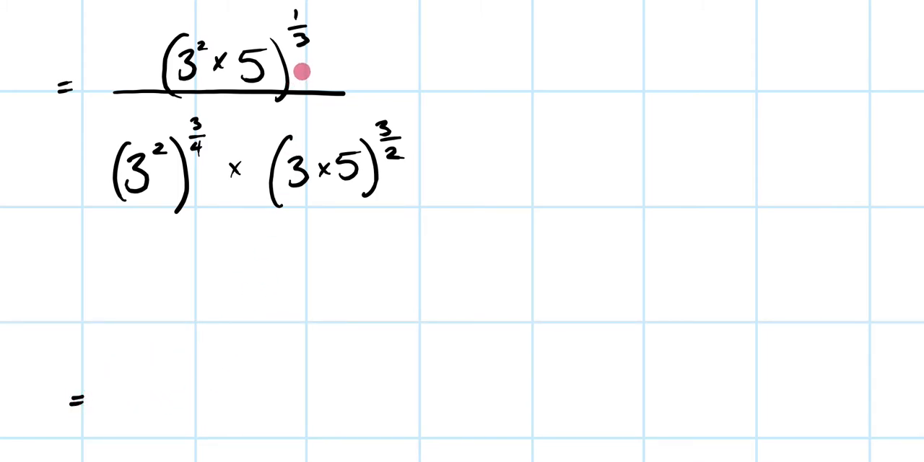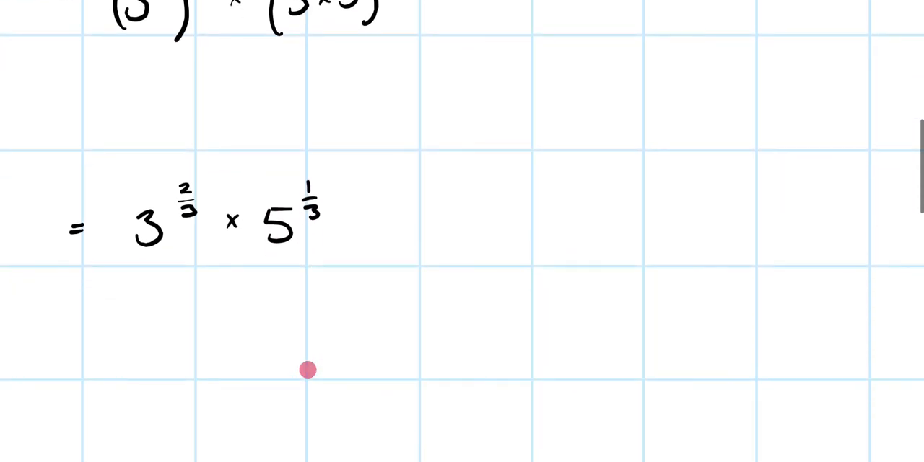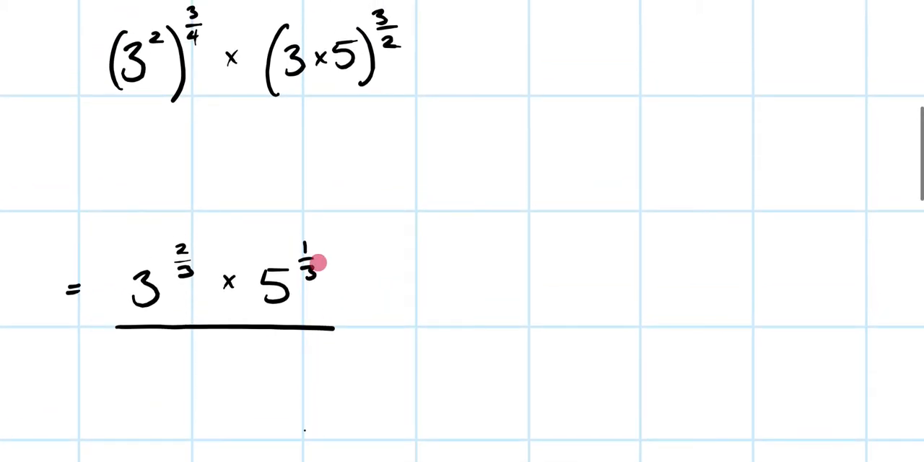And now I'm going to use my fourth index law, which says if I'm going to get rid of these brackets, this 1/3 has to come here. So it's going to be 2 over 3 multiplied by 5, 1 over 3. Then I'm going to come down. I'm going to divide by, now ready?